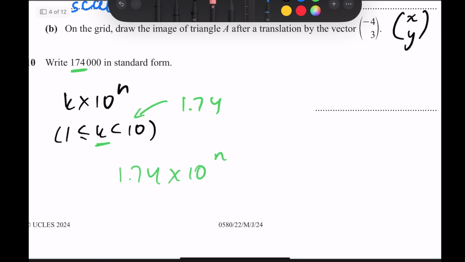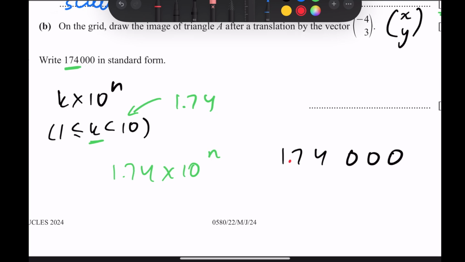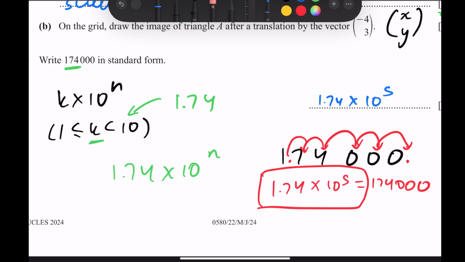If we write 174,000 and put the decimal place between 1 and 7, we now see how many places the decimal shifts to get this new number. 1, 2, 3, 4, 5. Since it shifts 5 times, this means that 1.74 times 10 to the power of 5 is equal to 174,000. So this is our final answer: 1.74 times 10 to the power of 5.